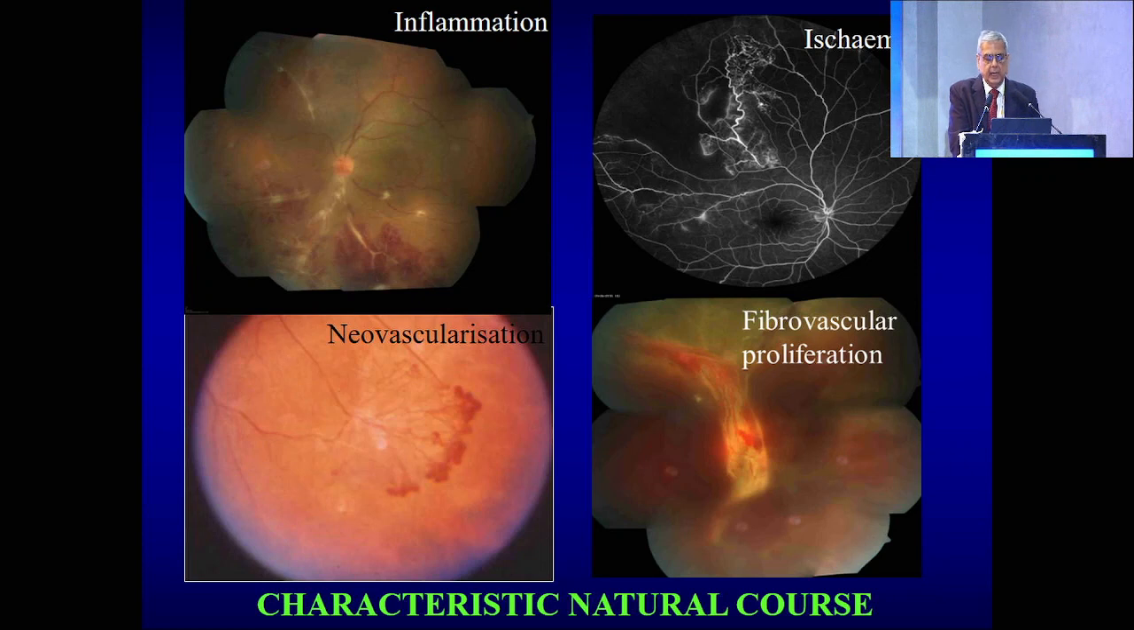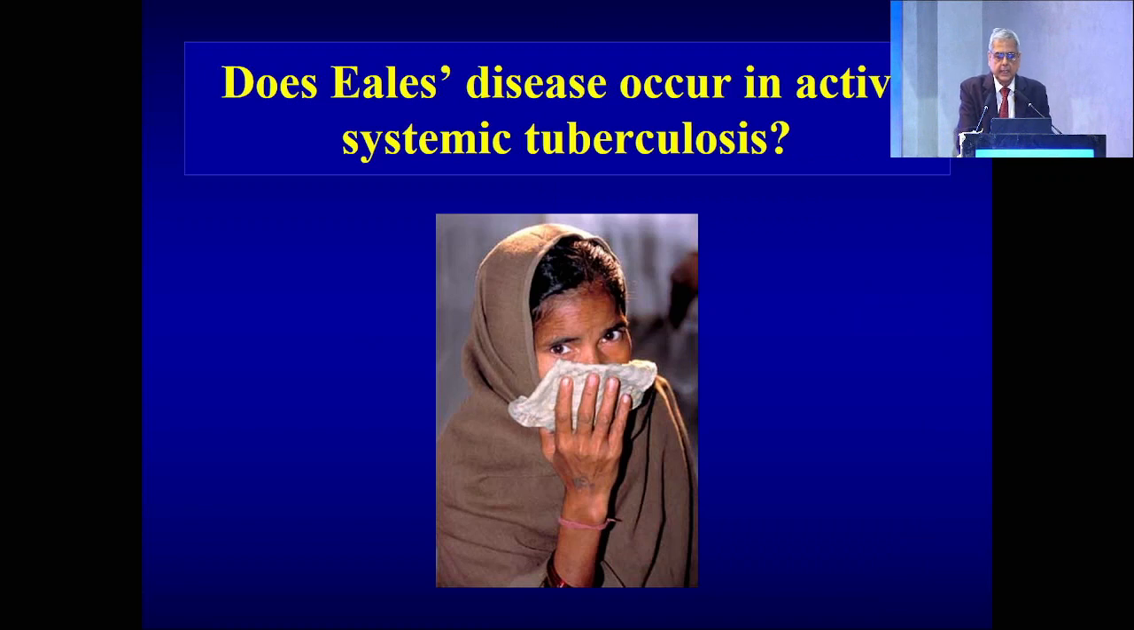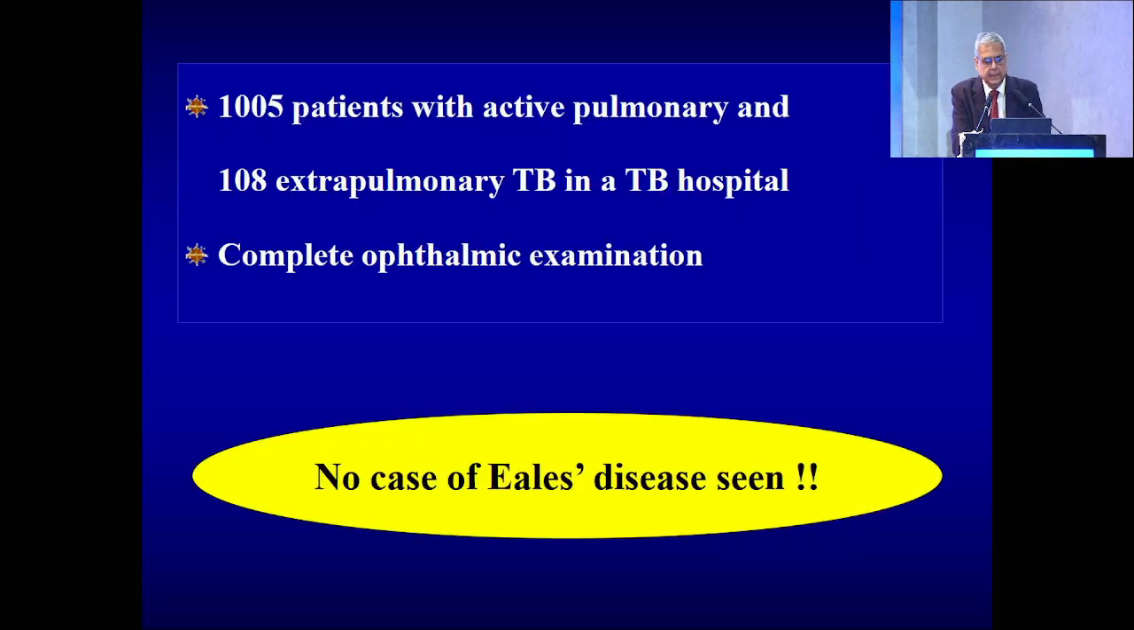Inflammation, ischemia, neovascularization, and proliferation. I like to talk about my work, or my research, in Eales disease. In 1995, we asked the question, does Eales disease occur in active systemic tuberculosis? I spent a year in the tuberculosis research center in Madras, made a makeshift ophthalmology department, and examined 1,005 patients with active pulmonary and extrapulmonary TB in the TB hospital. Complete ophthalmic examination, including indirect ophthalmoscopy, was done. No case of Eales disease was seen.